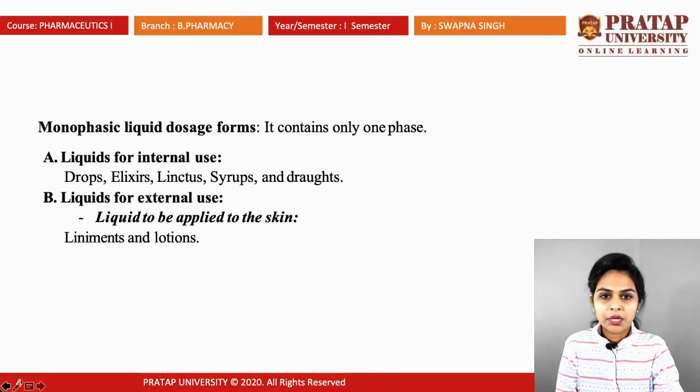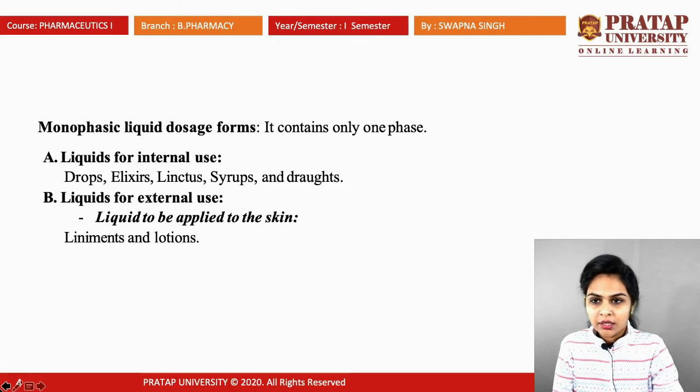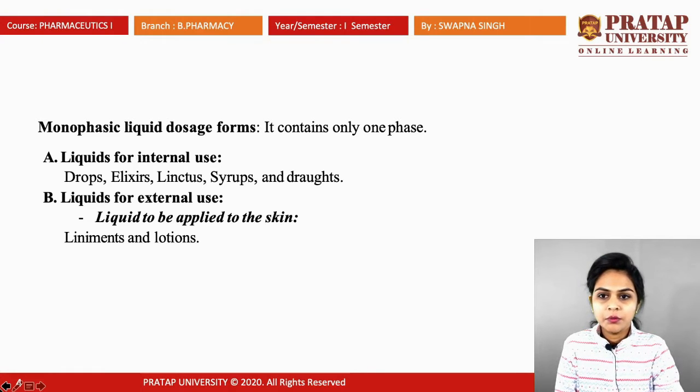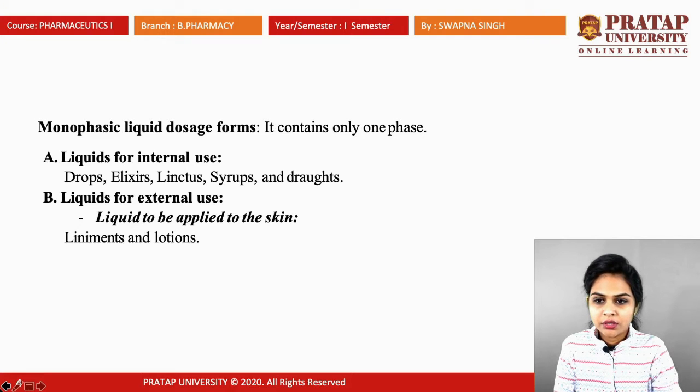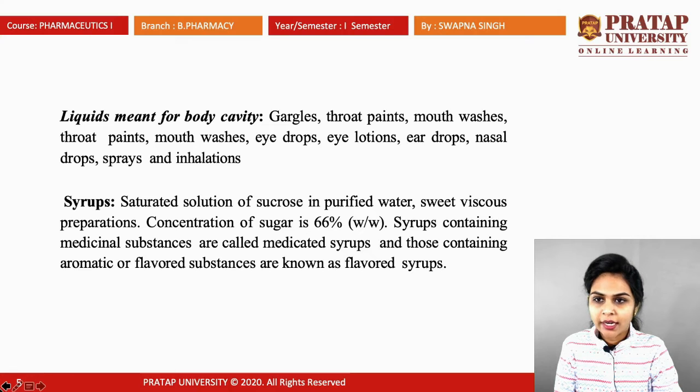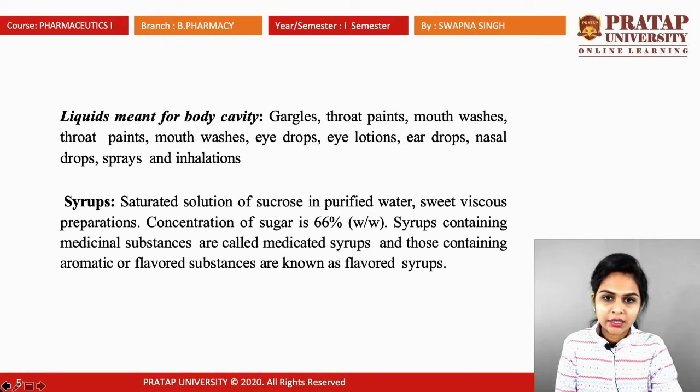Monophasic liquid dosage form contains only one phase. It is further classified into different categories, like liquids for internal use, that is drops, elixirs, linctuses, syrups and draughts. The second is liquids for external use, liquids to be applied to the skin, that means liniments and lotions, and liquids meant for body cavities like gargles, throat paints, mouth washes, eye drops, eye lotions, ear drops and nasal drops, inhalations and sprays.